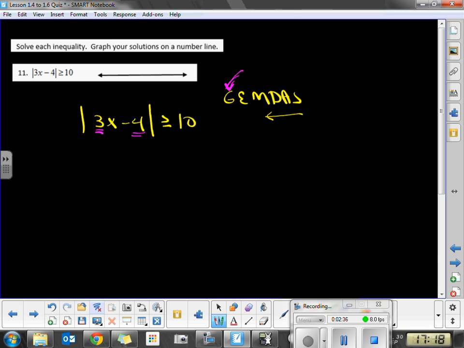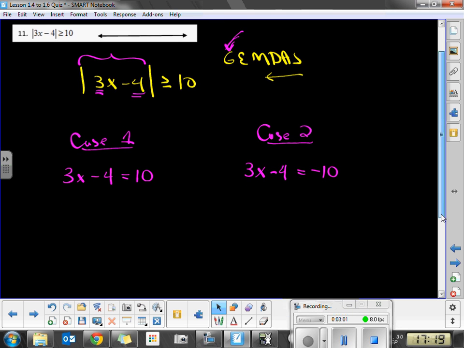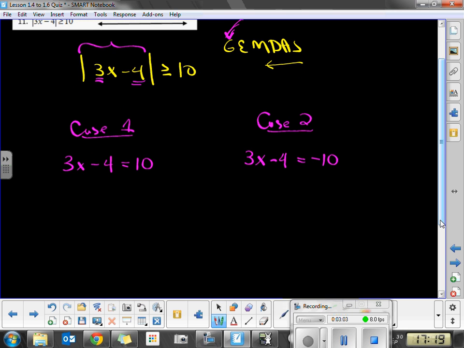So the way that we break down our absolute values, once it's isolated, is we break it into a case 1 and then a case number 2. In case number 1, we know that our value inside here at 3x minus 4 could possibly equal a positive 10. But the second case is that 3x minus 4 could equal a negative 10, where if we took the absolute value, we wouldn't know any difference. It'd still come back as a positive 10. So now we solve each of these separately.